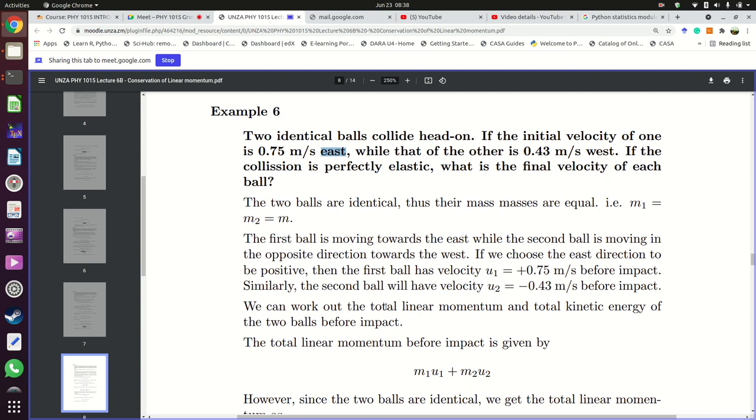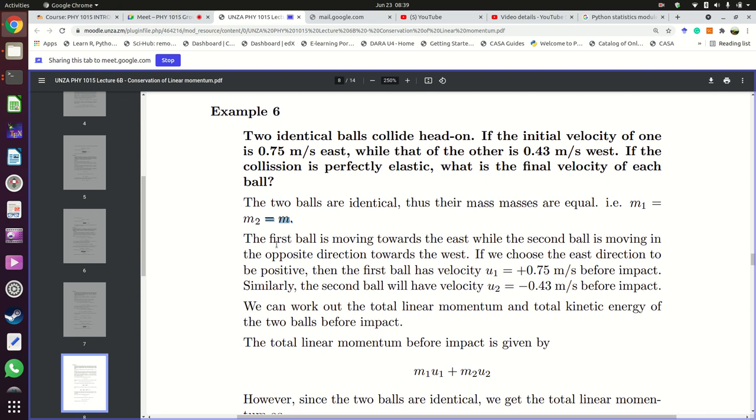The other thing to be aware of is what we mean by identical in physics. Identical in physics simply means that these objects have equal masses. So basically we are saying the mass of the first object, which we denote as M1, is equal to the mass of the second object, which we denote as M2. And these masses are equal, so we're just going to call them M.